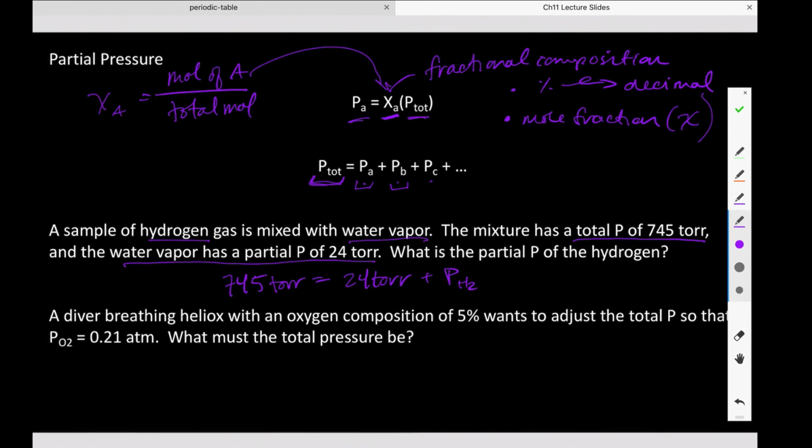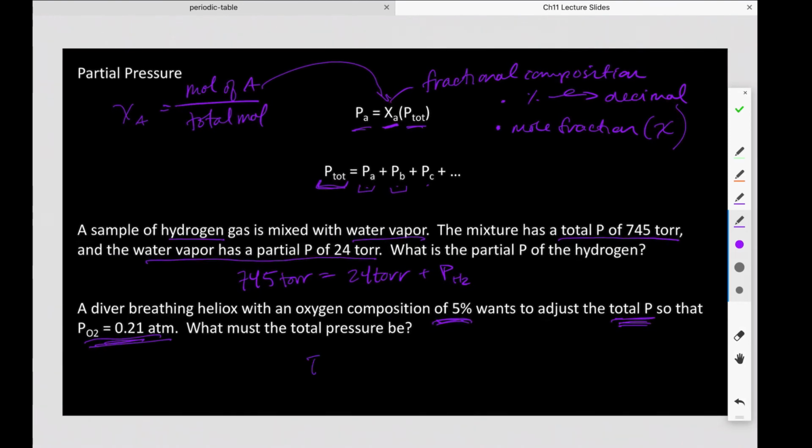A diver breathing heliox with an oxygen composition of 5% wants to adjust the P total, so that the PO2 is that. So this is my PA, this is my P total, and this is my fractional composition. So P total is what I'm looking for, is equal to 0.05 times, oh no, this is P total, sorry. And here is my 0.21, and I would solve for P total, yes?